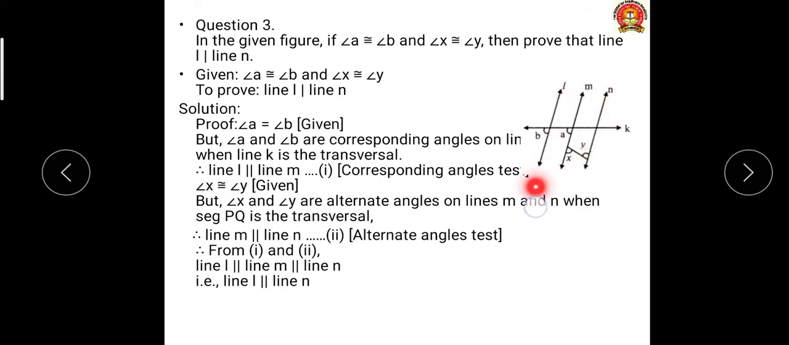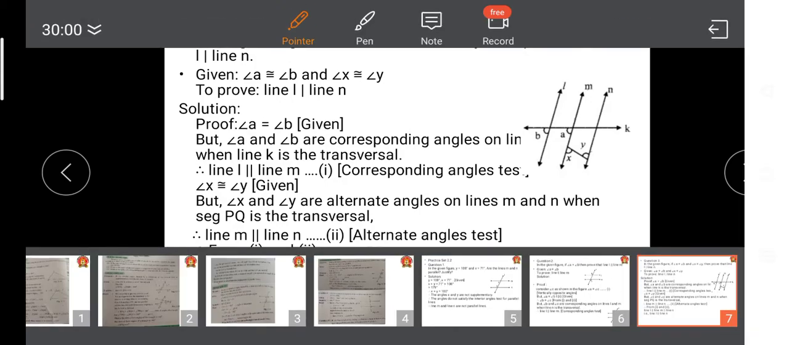Now L is parallel to M, first equation. M is parallel to N, second equation. And therefore from first and second, line L is parallel to M, which is parallel to N. So all these three lines are parallel to each other. Very simple. Means if your first is parallel to second and your second is parallel to third, it means that first is also parallel to third one. Okay.